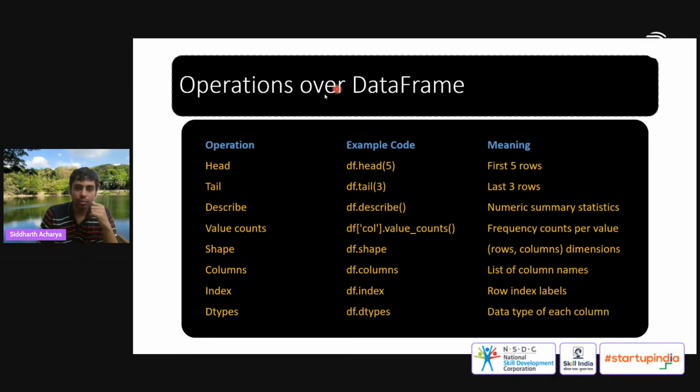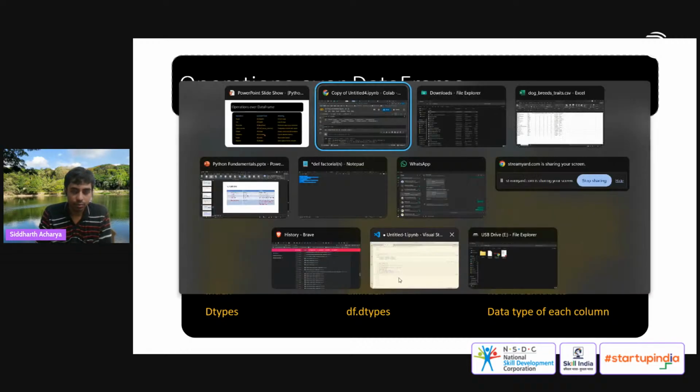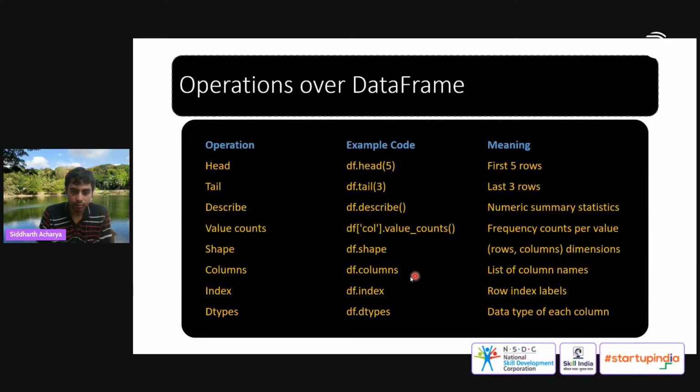Now we'll see what operations we can do over the data frame. We already saw head. If you put 5, this gives the first 5 rows. If you don't put 5, this still gives the first 5 rows, but you can control it. So if you put 3, it would give the first 3 rows. Tail gives the last 3 rows. Describe is to summarize statistics; we'll see what exactly it means. Value counts is basically the frequency counts per value. So let me just show all this here.